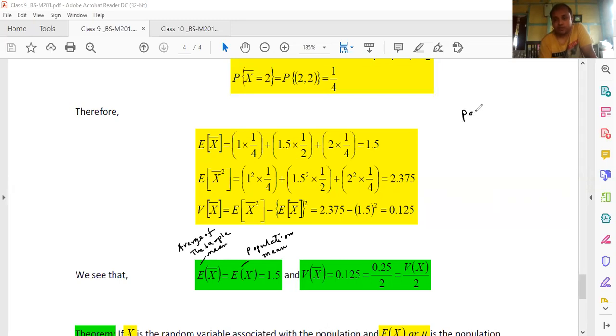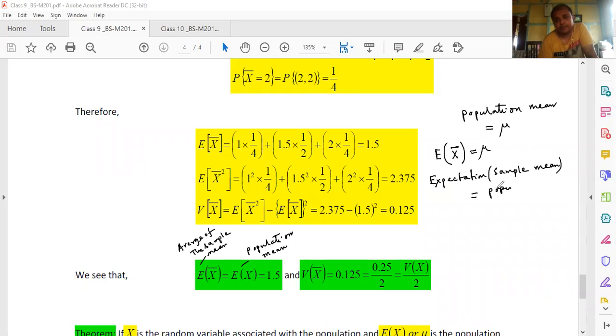Or you can say, if you consider the population mean to be mu, and you consider the sample mean to be X bar, then expectation of X bar is coming out to be mu. Or expectation of the sample mean is equal to the population mean. This is a very wonderful result in statistics, a very basic and fundamental result in sampling distribution, which is very useful, and it's the most important result, I must say.